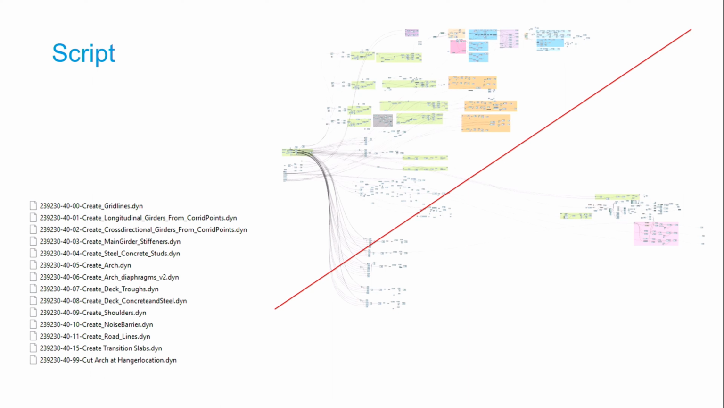So we ended up dividing the big script into a lot of smaller scripts, which you can see in the bottom left corner. When we want to update the complete bridge, for example, after an alignment change, we have to run all those scripts in order. When we only need to update, for example, the arch of the arch bridge, we only have to open and rerun the arch script, which only takes 10 minutes or 5 minutes, for example.